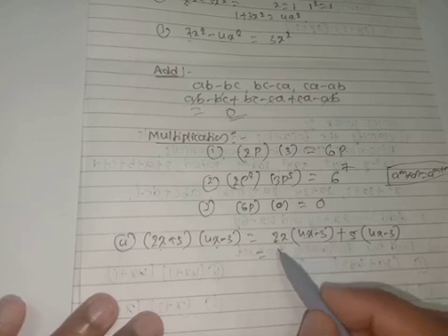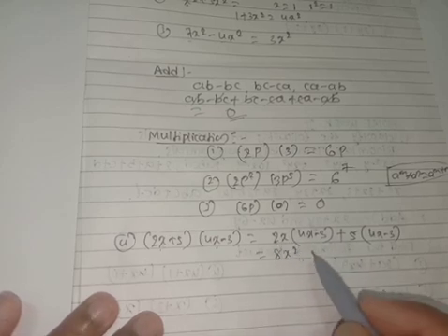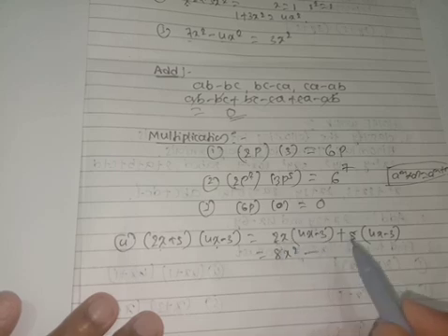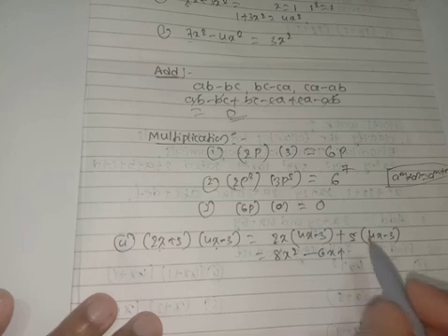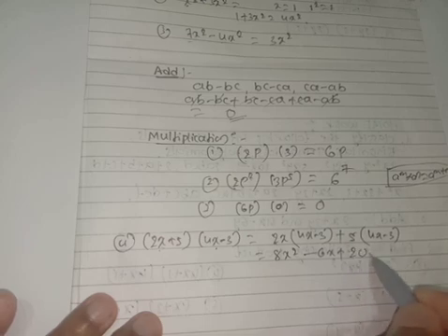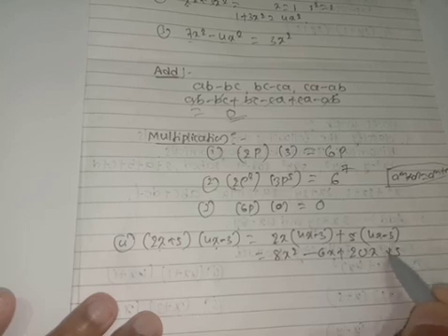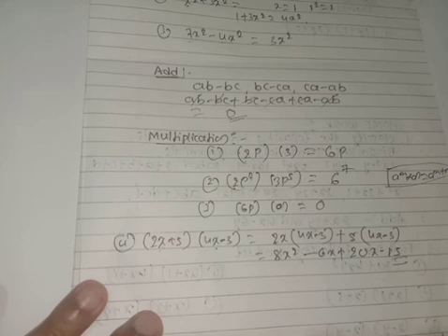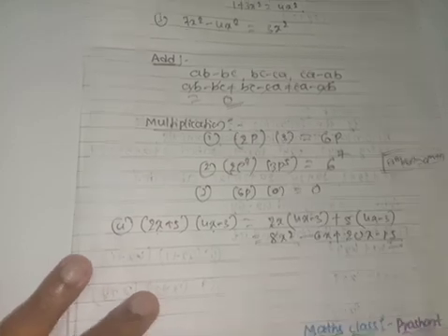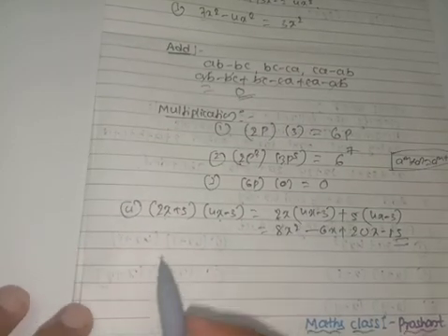2x into 4x means 8x square, minus 2x into 3 is 6x. 5 into 4 is 20x, and 5 into 3 is 15, and the sign is minus, keep it as minus. This is the answer. Yes or no, students?